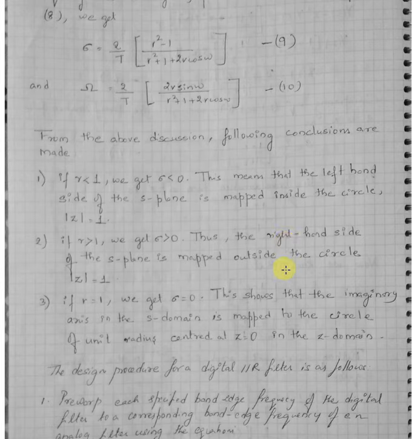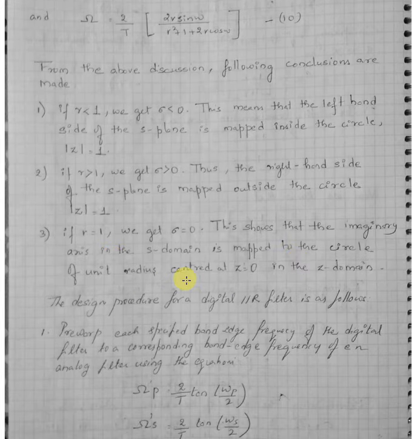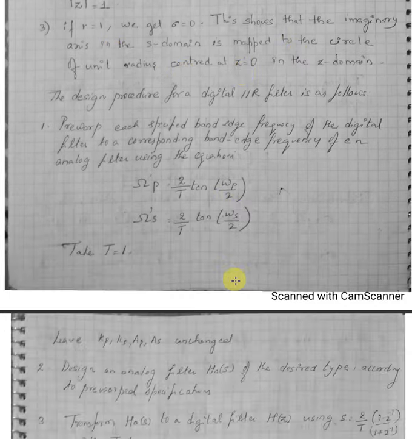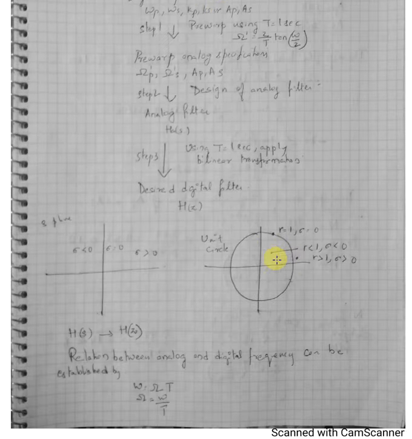For the first step, it states that you are supposed to pre-warp every specified band edge. This is very essential for you to understand. The first thing they are telling is that you need to pre-warp. Now see this, this is also omega, this is also omega, this is capital, this is small. So please don't get confused.